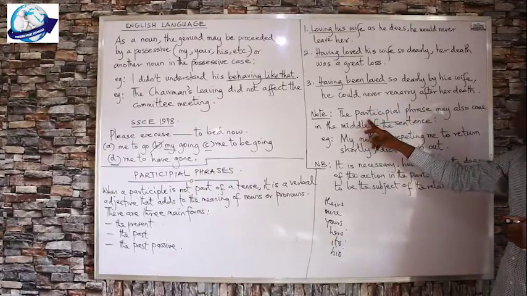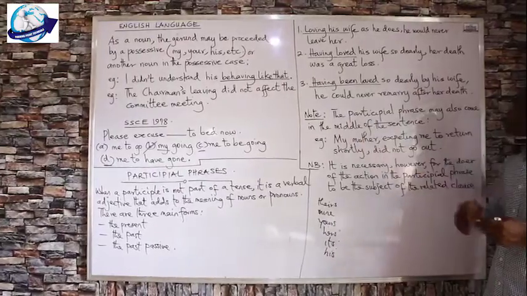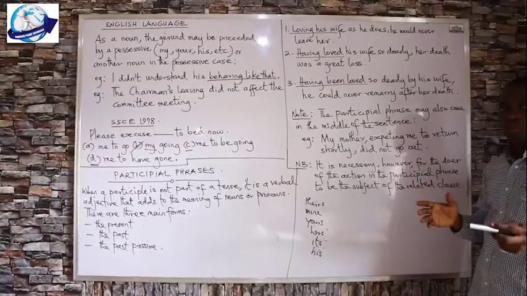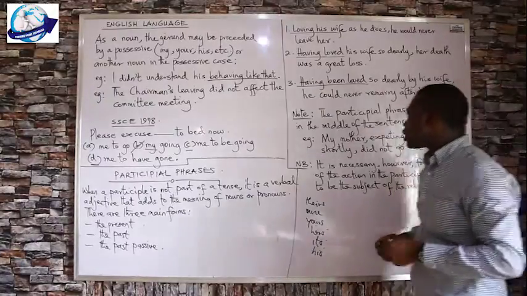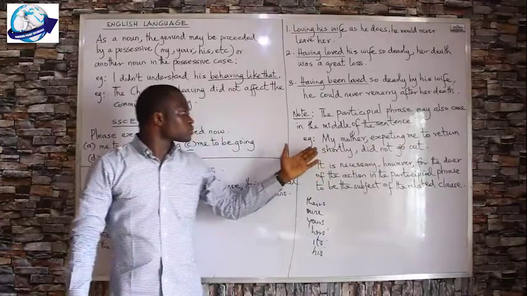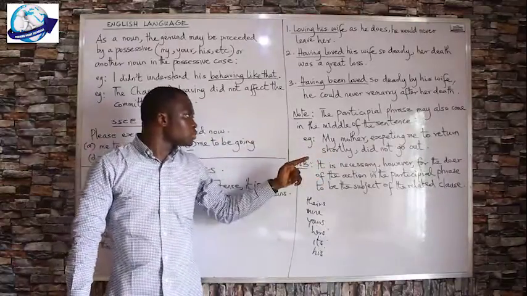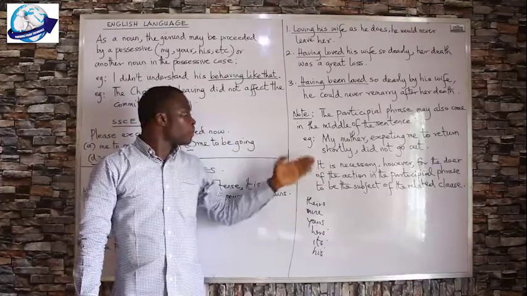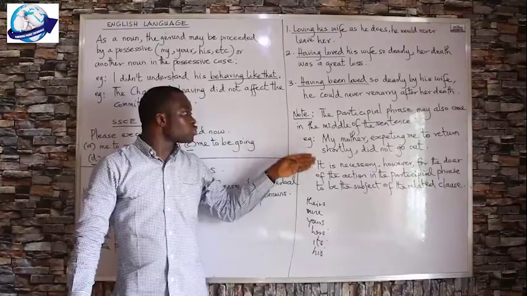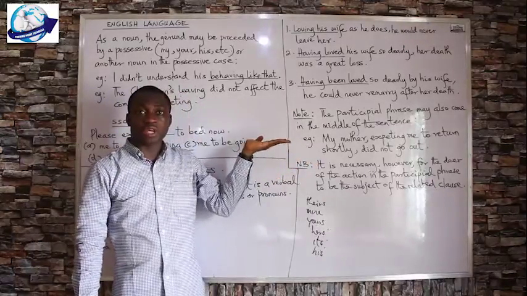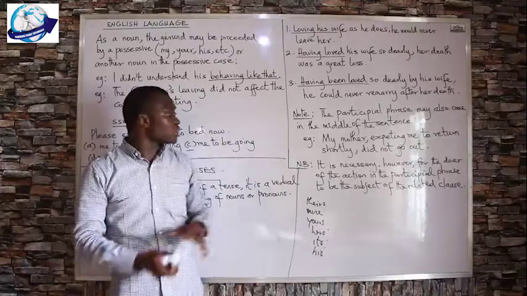Now note this please. The participial phrase may also come in the middle of the sentence. Now look at this example. My mother, expecting me to return shortly, did not go out. Now you can see the participial phrase is in the middle of the sentence.